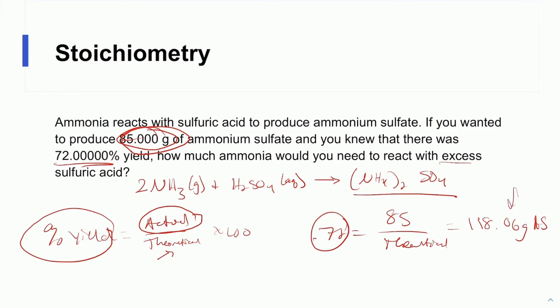So this is the value I want to use when I'm figuring out how much ammonia I need to produce: 85 grams, because I'm not going to 100% completion. If I went to 100% completion, I'd get 118. But because it's a 72% yield, that's 85 grams that I'm producing, and I'm going to figure out how much ammonia I would need, given the percent yield, to do that.